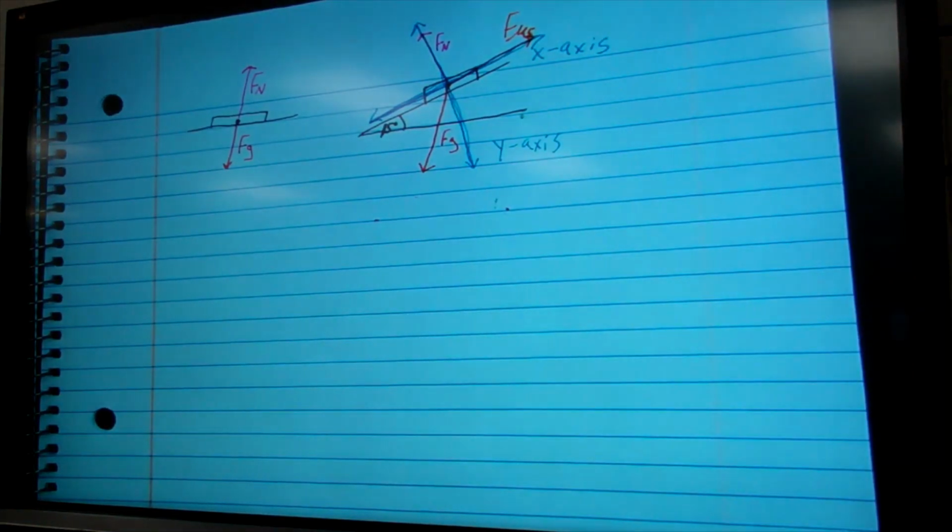Now, can we stop this with trig? This is why we're turning the axis. With trig or without trig? We're going to use trig. Okay, so this looks like trig.